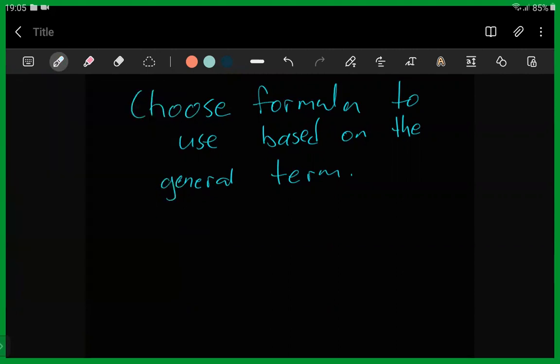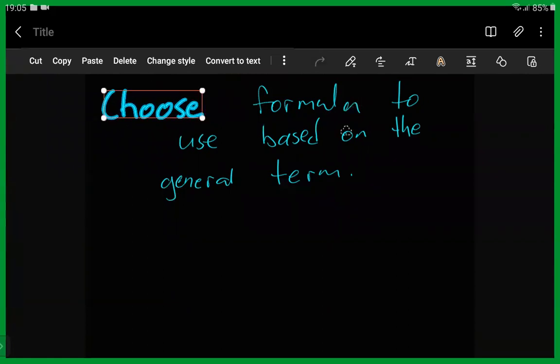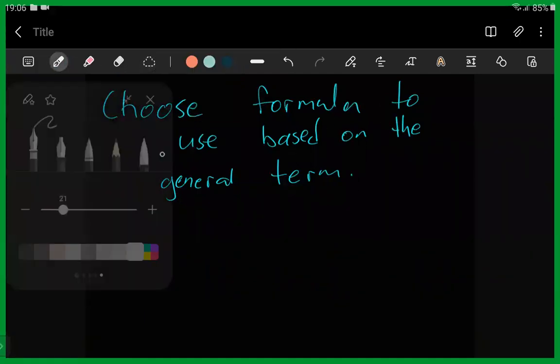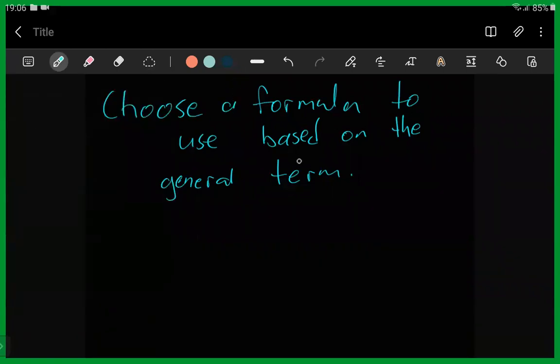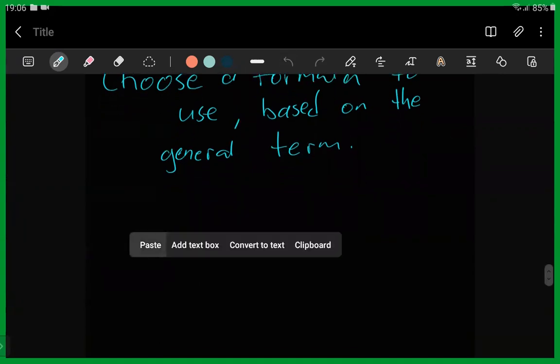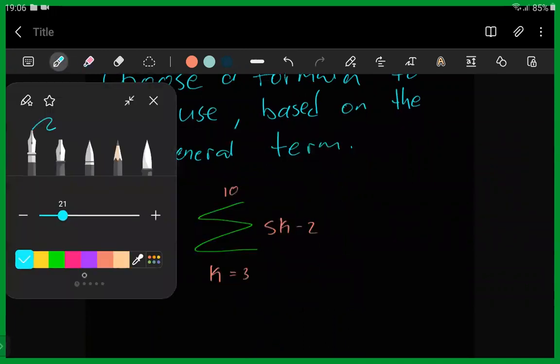Anyways, so you need to choose a formula. Let's actually just make it grammatically appealing as well a bit. Choose a formula to use, comma, based on the general term. So if you look at your expression, the general term, right? We said it is this one.